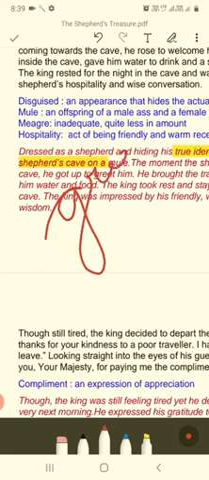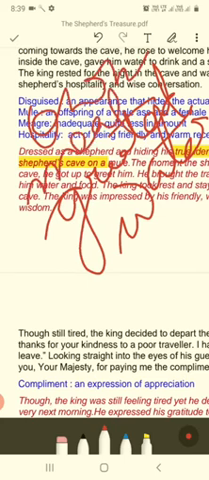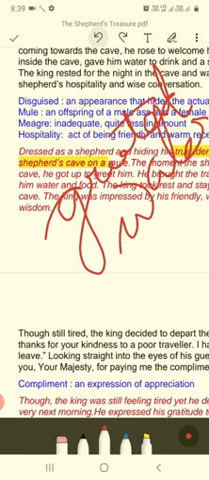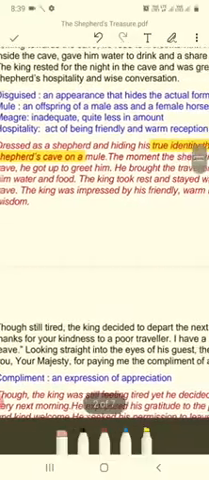Important things to be noted here. He greeted the traveler, gave him water to drink, and he went to the extent of sharing his own meager meal, the simple meal that he was having. Clear? Which all reflected his humility.